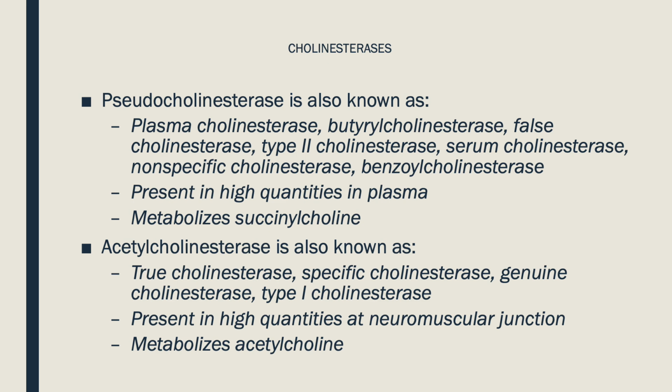Now, pseudocholinesterase, also known as butyrylcholinesterase or plasma cholinesterase, false cholinesterase, type 2 cholinesterase, serum cholinesterase, non-specific cholinesterase, benzylcholinesterase. It's found in the plasma, and it's less specific than acetylcholinesterase. It breaks down several drugs, including succinylcholine and some ester-based local anesthetics, which we'll learn about in a little bit, like dibucaine. So this enzyme is part of that rapid breakdown, which is why it has such a short duration of action. But you can have a deficiency. This can be genetic or acquired, and this can lead to a prolonged effect.